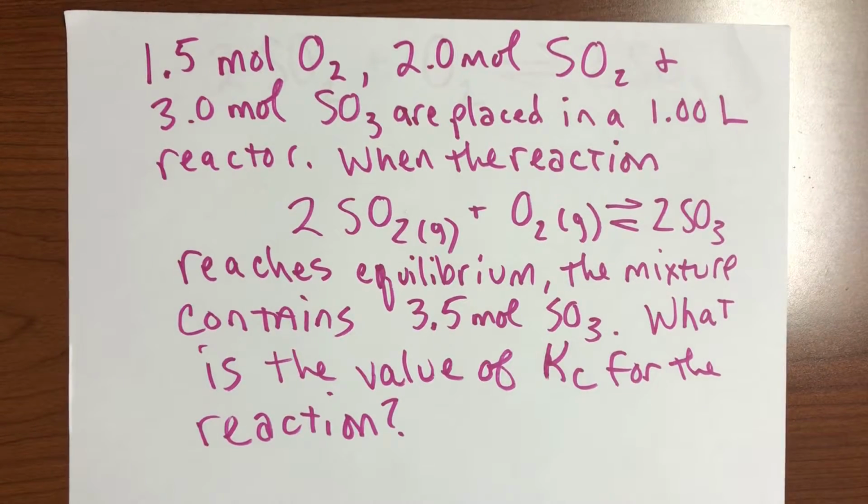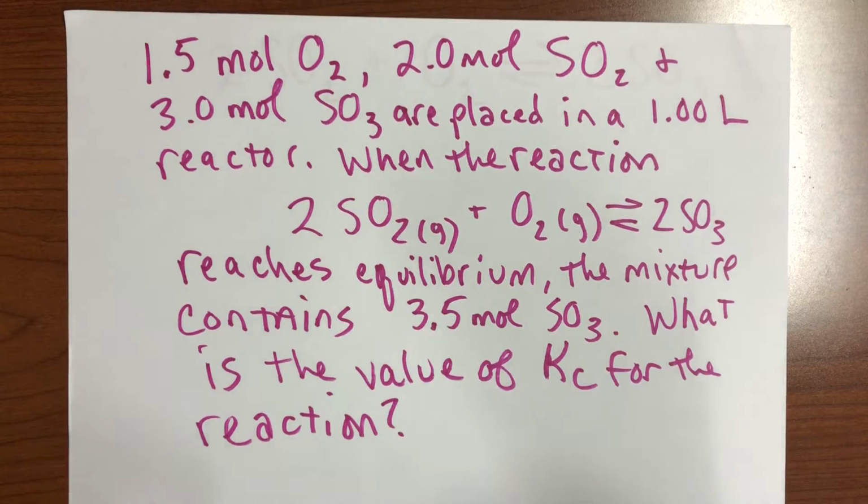Here's an example of an ICE problem. 1.5 moles of oxygen, 2 moles of sulfur dioxide, and 3 moles of sulfur trioxide are placed in a 1-liter reactor. When the reaction reaches equilibrium, the mixture contains 3.5 moles of sulfur trioxide. What is the value of Kc for this reaction?